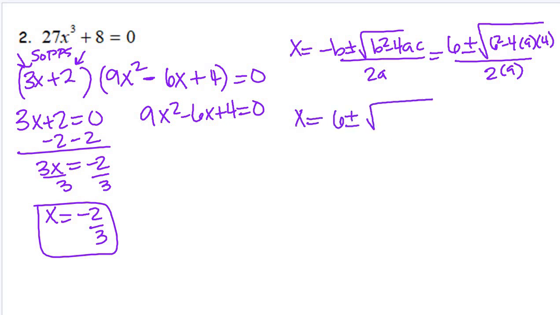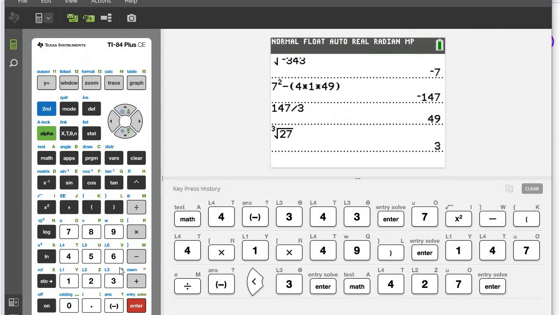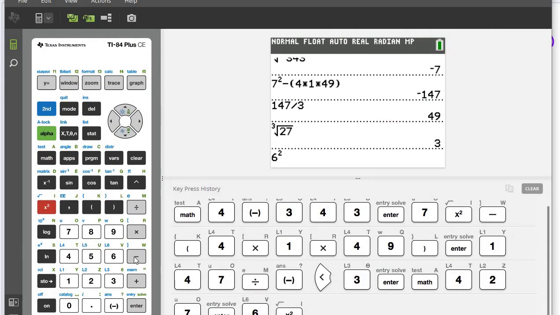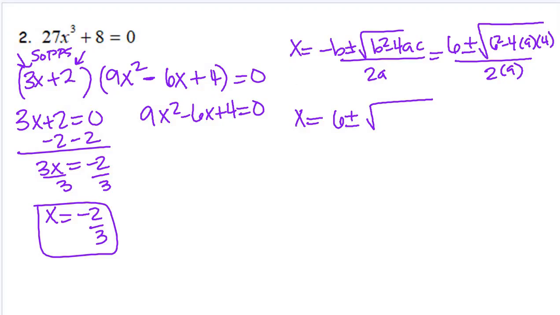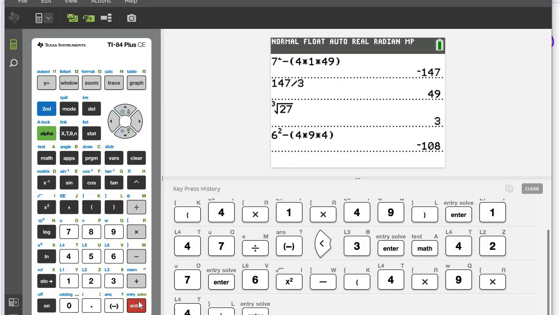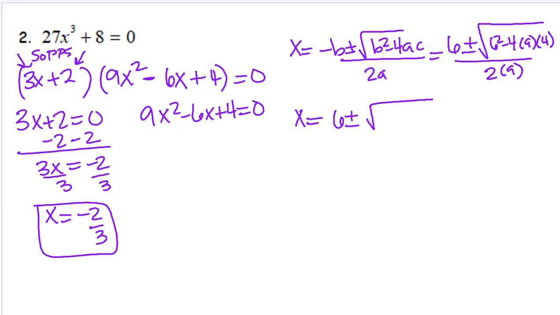We can jump over to the calculator. So we have 6 squared minus parenthesis 4 times a times c. Was that a 4? Yes. Okay. Hit enter and we have negative 108. So I have negative 108 all over 18. So I know the first thing I have to do is get that i out. So I'm going to pull the i out and I need to figure out what perfect square is in 108.